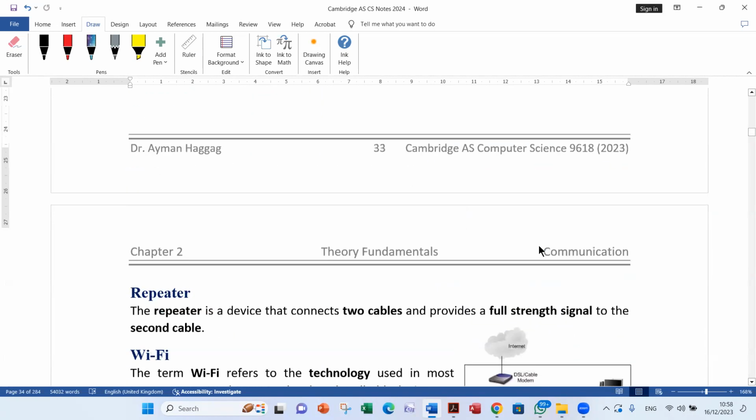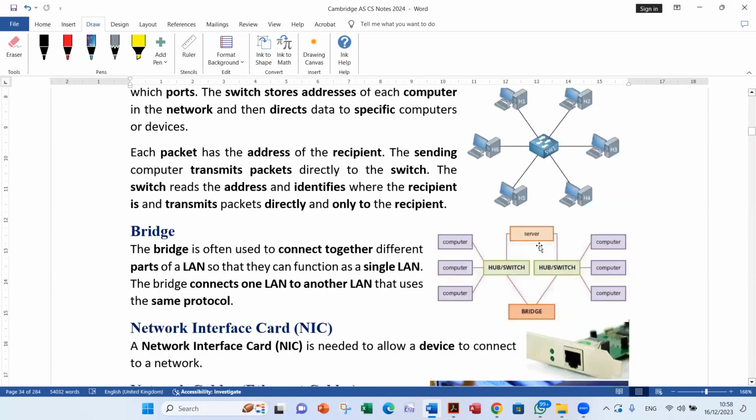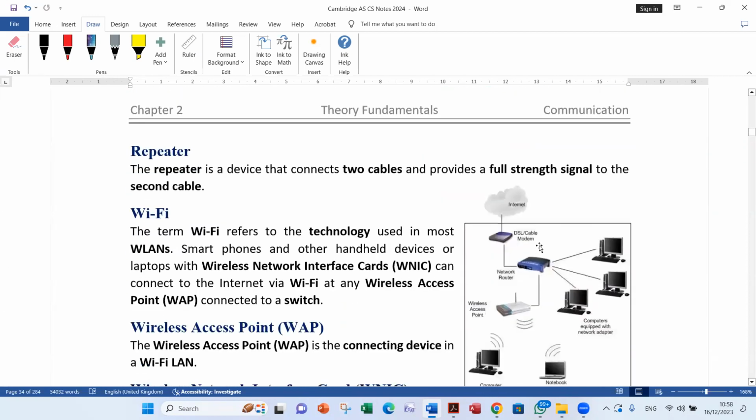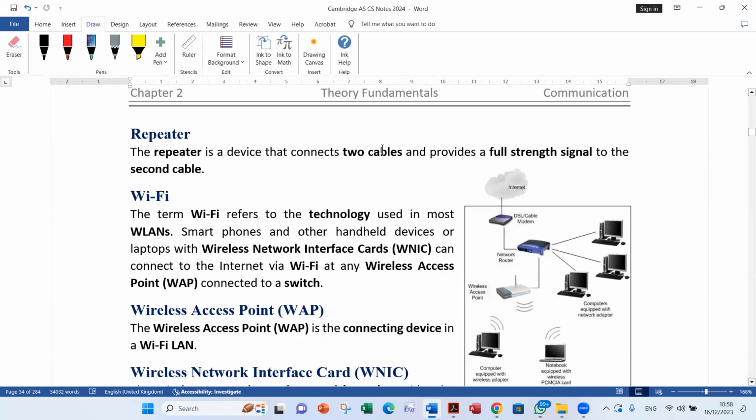Repeater, we need repeaters to boost the signal. The repeater is a device that connects two cables and provides a full strength signal to the second cable. So it boosts the signal.